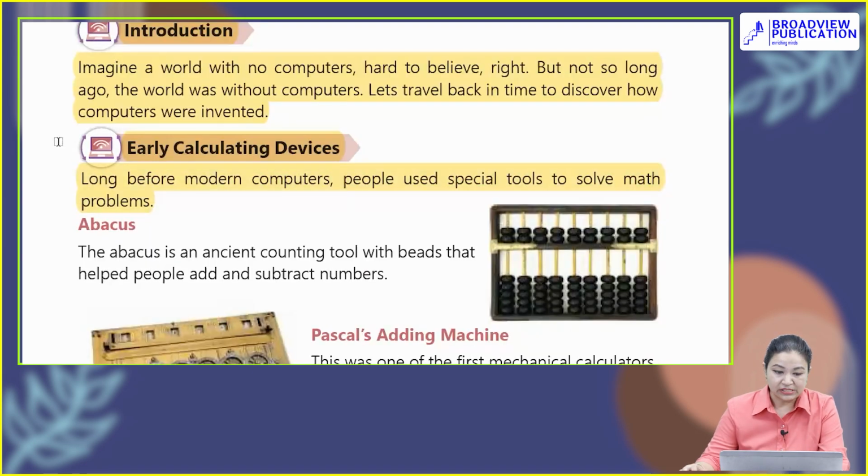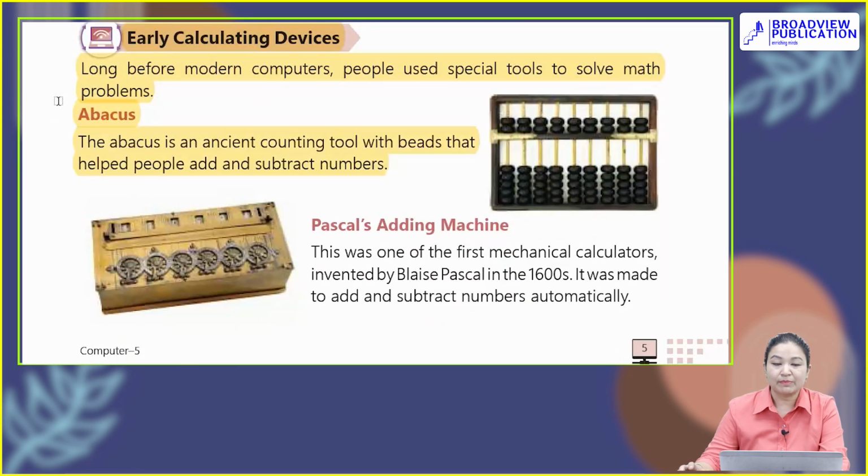Early calculating devices. Long before modern computers, people used special tools to solve math problems. As we have discussed earlier, long ago people used some devices to calculate or do some particular sums. Abacus. The abacus is an ancient counting tool with beads that help people add and subtract numbers. So the abacus was the first calculating device which contained beads like this.